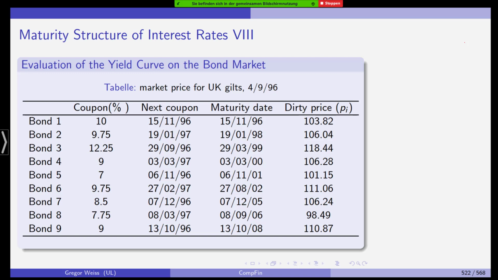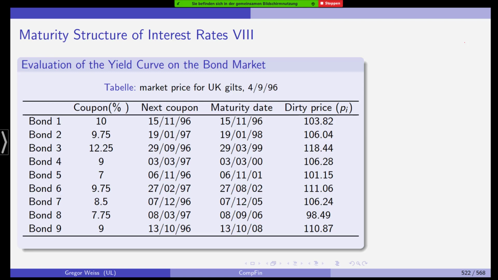This is the table with the data. We have the coupon payments. We have 9 bonds. When the next coupon is due, we have the maturity dates and the so-called dirty prices. What are dirty prices? Now, actually, if you buy this bond, not exactly on the payment day of the next coupon, then you would buy into a bond for which someone else has owned the bond, but who will not see the next coupon payment, and will not receive the next coupon payment.